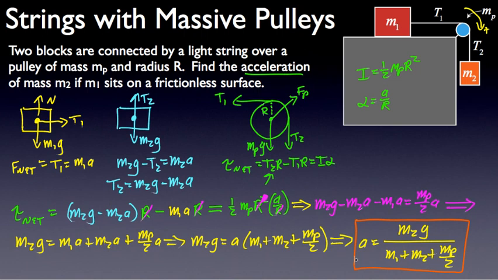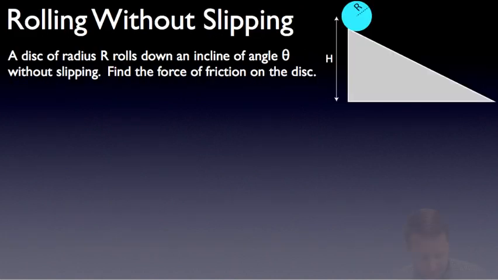Okay, using net torque equation equals I alpha plus Newton's second law, F net equals ma, all in the same problem. So let's go a little bit further and see what else we can figure out here. If we talk about an object that rolls without slipping, now we've got a disk that's going to roll down this incline that has some angle theta, and we want to find the force of friction on the disk. Okay, let's take a look at how we might do something like this.